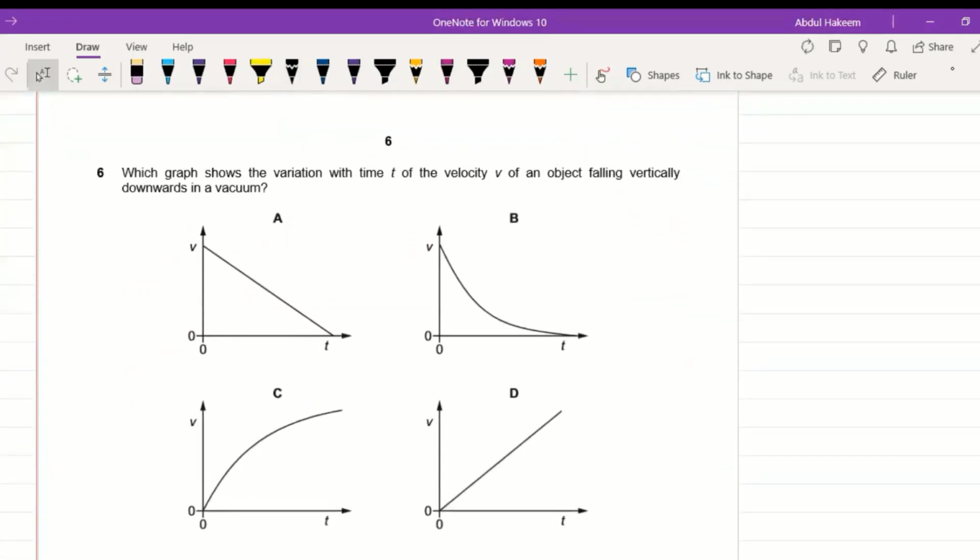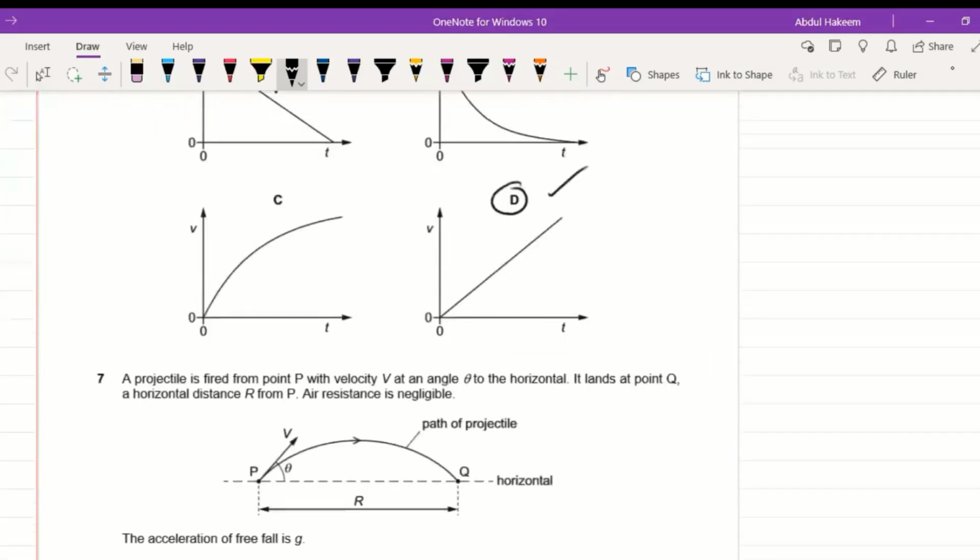And in this question, question number 6, which graph shows the variation with time t of the velocity of an object falling vertically downward in a vacuum? So acceleration is constant. There is no air resistance, only the weight. So acceleration is constant. So the constant acceleration is this. This is deceleration, retardation. So this D is the option.